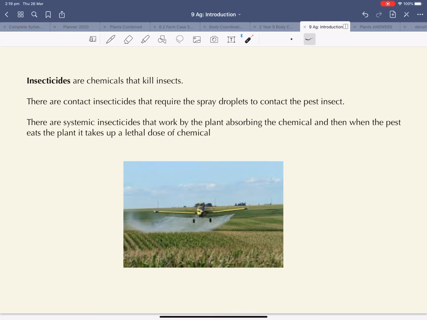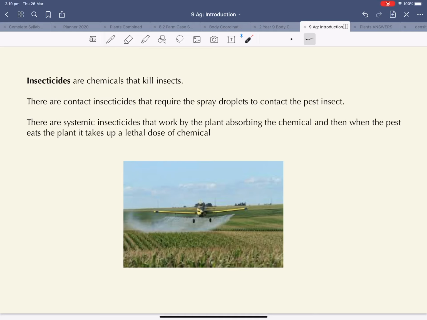And then we have a different sort of insecticide called systemic insecticides. So systemic insecticides work by the plant actually absorbing the chemical, and then when the insect or the grub eats the plant, it takes up some of the chemical and then it dies. So we're using the plant as a delivery system.